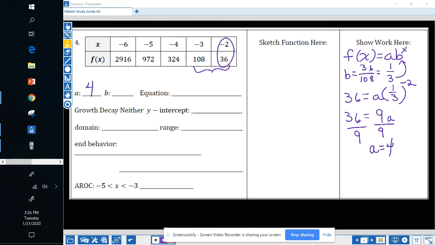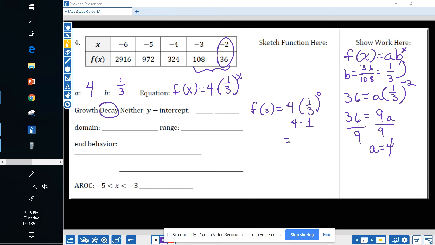A is 4, b was 1 over 3. This tells me I'm going to have a decay because my b is between 0 and 1. The equation is f of x equals 4 times 1/3 raised to the x. My y-intercept, when I plug in 0 for x, anything raised to the 0 is 1, times 4 gives me 4.